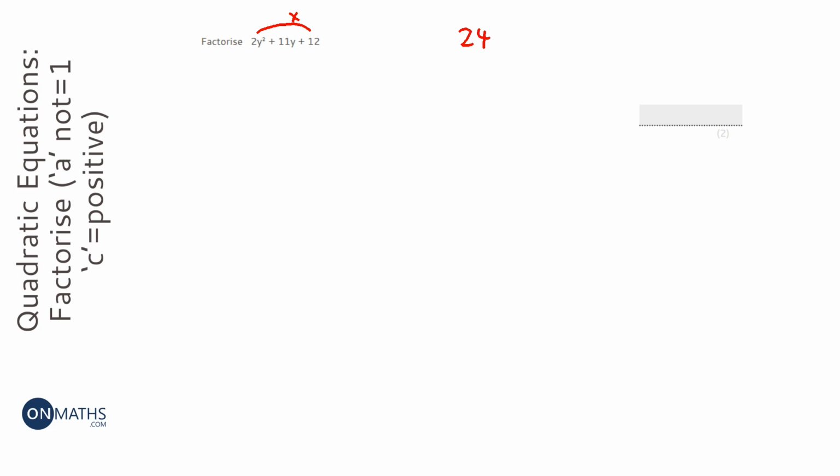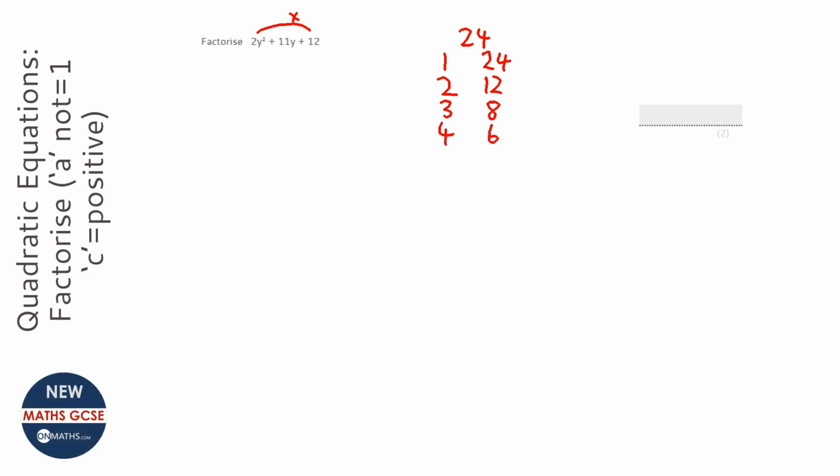I then write down the factor pairs of that, which is going to be quite a few. It's 3 and 8, 4 and 6. And work out which of those adds together to make the coefficient of the y. So which of those adds together to make 11? Well, it's these ones, add together to make 11.